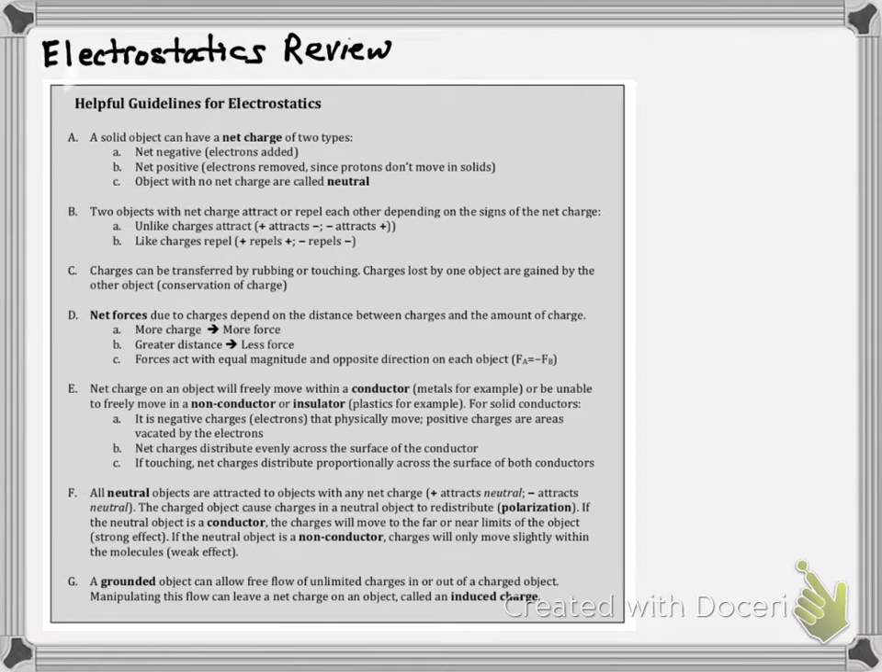A solid object can have a net charge, could be net negative, net positive. If it's net negative, that means electrons have been added. Net positive means electrons have been removed. Protons aren't available to move. They are locked in place in solids.